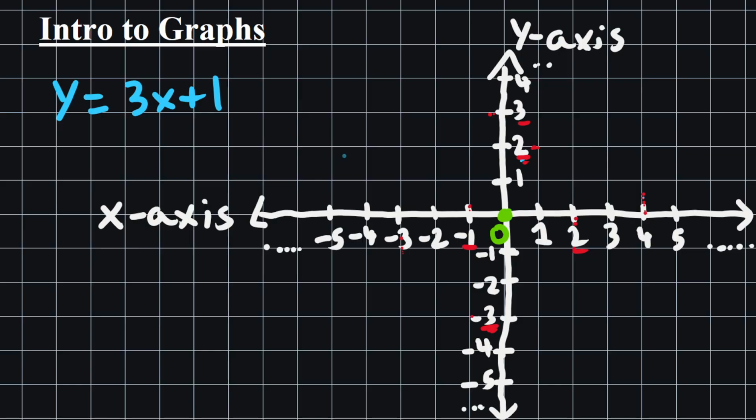Before we get to plotting it, let's take a look at this equation. As you can see, we have two variables, an x and a y. In relation to this graph, the x represents the x-coordinate and the y represents the y-coordinate. So how does plotting this work exactly? Let's go through an example. Let's make a table.